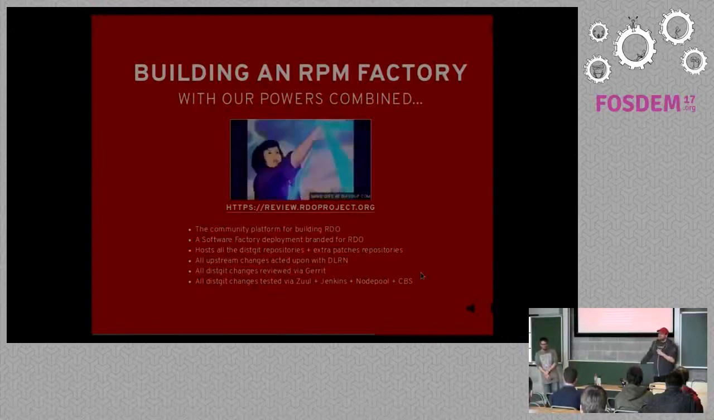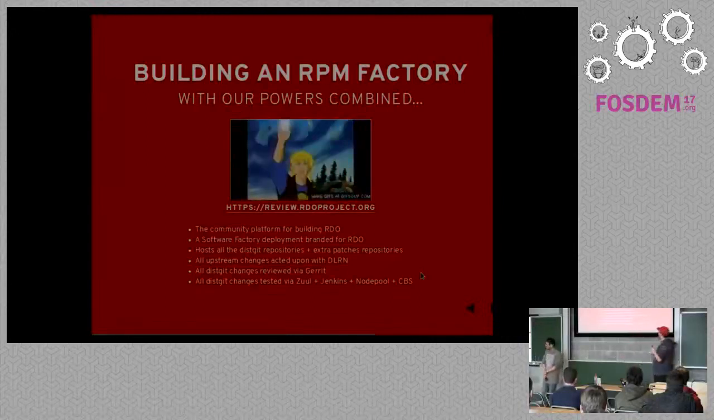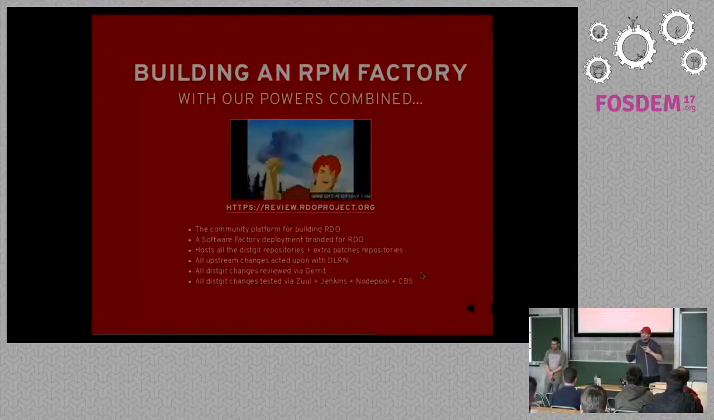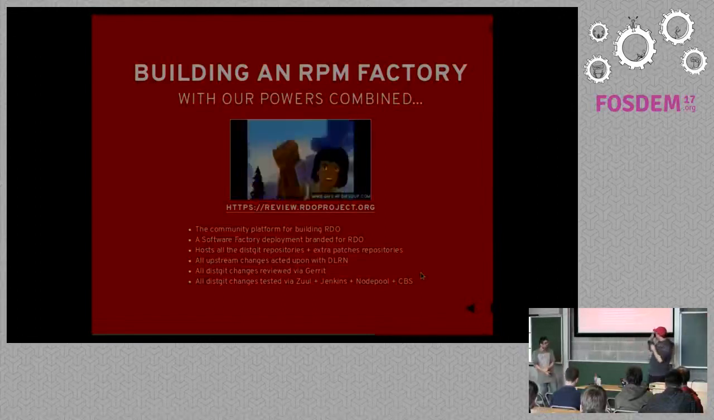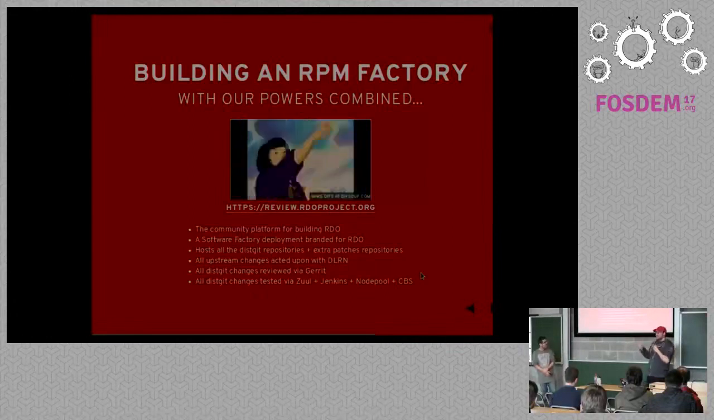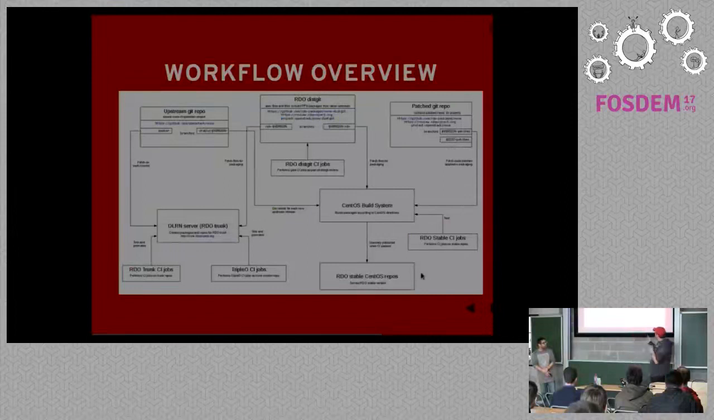So with all that, we managed to create an RPM factory. Basically, upstream changes are going to be taken care of by DeLorean. The tests are going to be taken care of by Software Factory. The workflow is going to be managed by Software Factory. And all the building part is going to be taken care of by CBS, the community build system. So this is a workflow overview. I believe that the presentation has to include a very complex workflow diagram that we're not going to explain, because it means that we're doing some serious business.